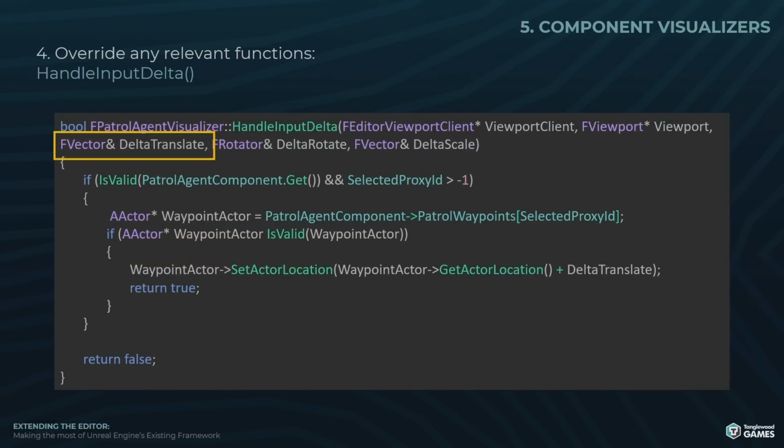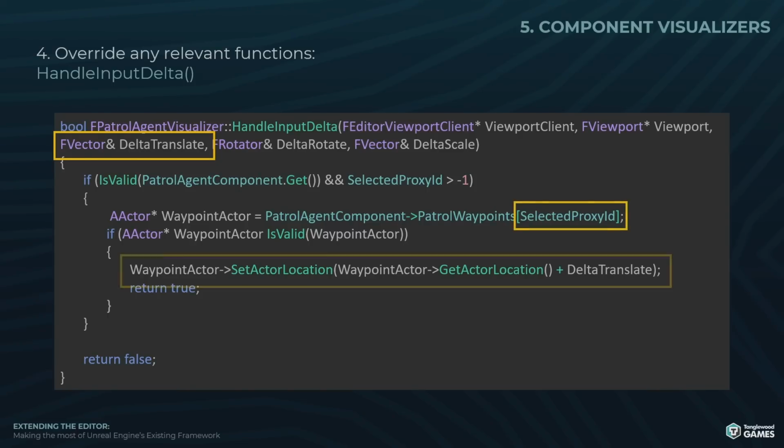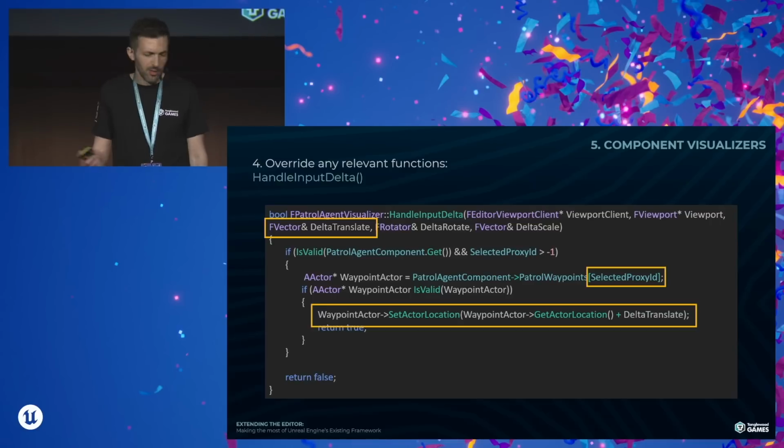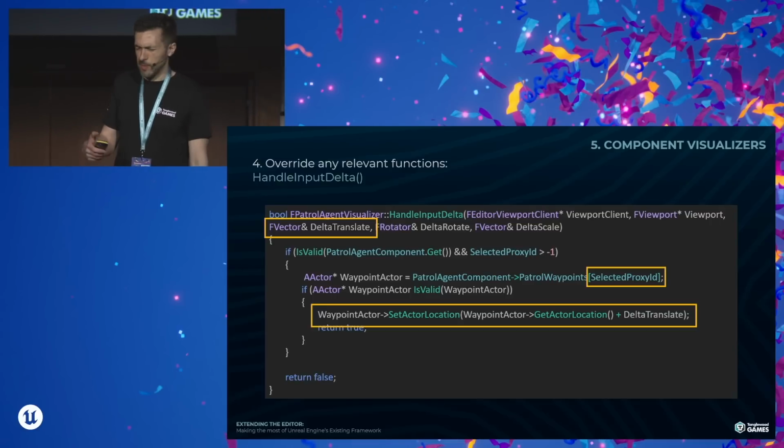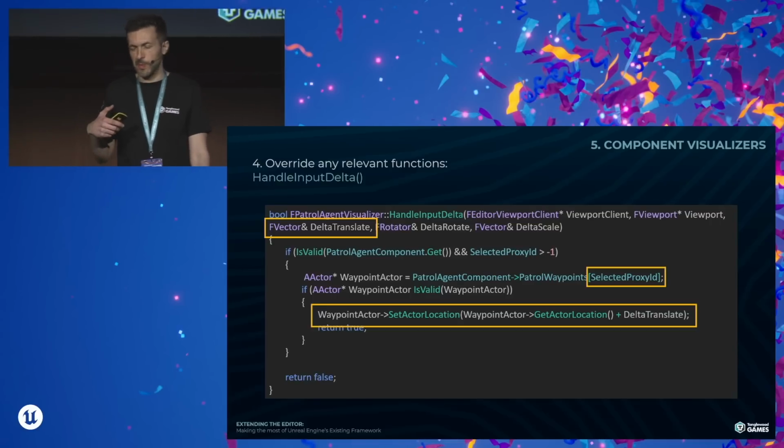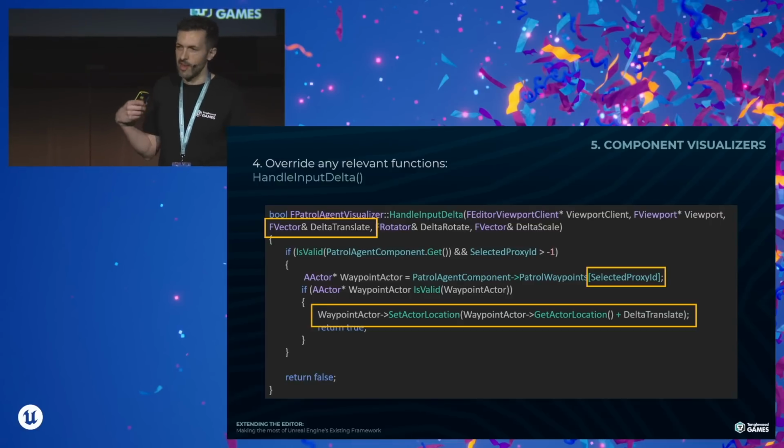And whenever we move that gizmo, we just read how much we've moved and then set that location for the actor. There's a lot of things we can do here. There are contextual menus, there are shortcuts, and as I said, it's very used in the engine. So I think the spline component is the best thing to look into if you want to take this further.